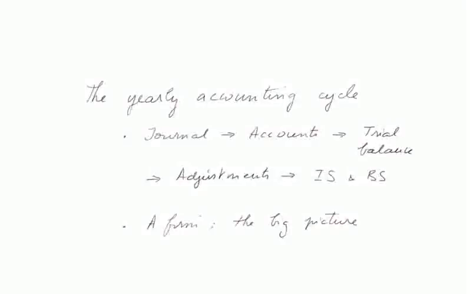the yearly accounting cycle, from the journal to the accounts, to the trial balance, to the adjustments, and finally to the income statement and the balance sheet. In this lesson, we shall also take a view at the big picture of the firm.